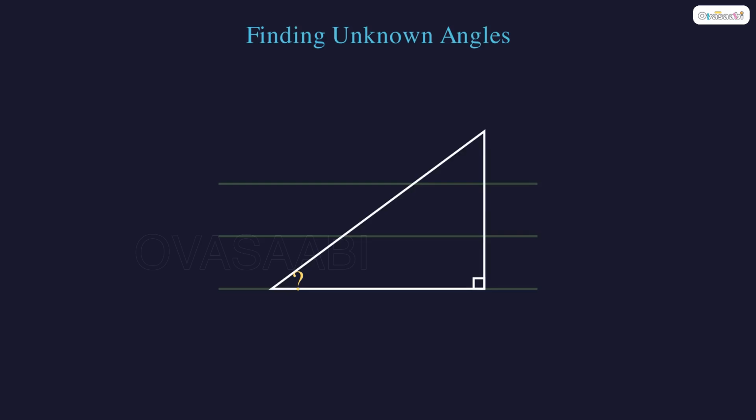A footballer kicks a ball at an angle. You know the height it reaches and the distance traveled. But what angle did he kick it? Today we learn how to find unknown angles using trigonometry.